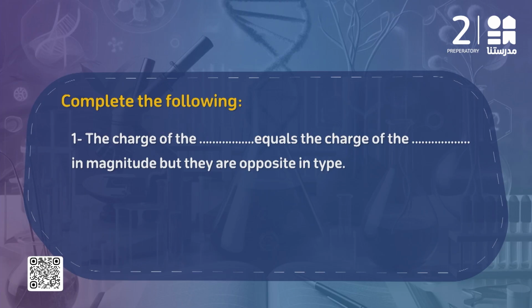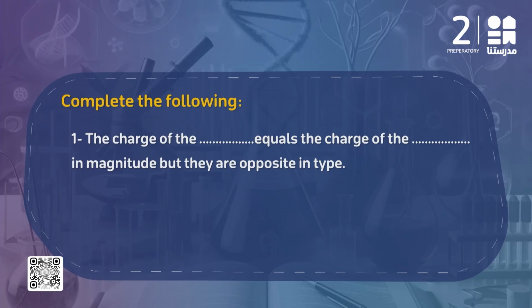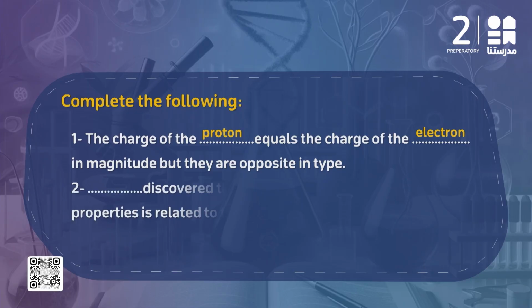The charge of which particle equals the charge of which particle in magnitude but they are opposite in type. As we know in the atomic structure, we have two different charged particles, or subatomic particles, which are the protons and the electrons. They are equal in magnitude, meaning the number of protons should be equal to the number of electrons in the same atom. But both of them carry opposite charges. Protons have a positive charge, but electrons carry a negative charge.